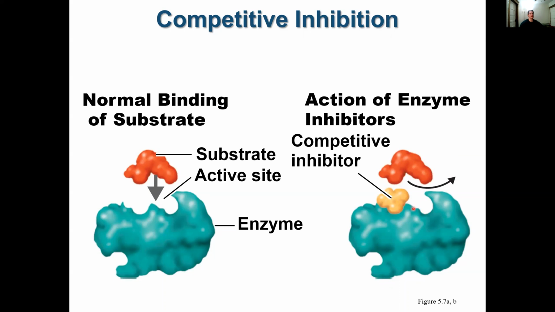Increasing the substrate concentration can overcome reversible competitive inhibition, of course, because if you have more substrate but not an increase in inhibitors, the substrate will start out-competing the inhibitors, essentially.